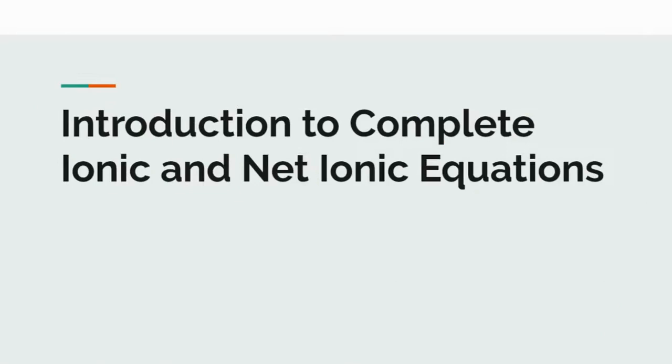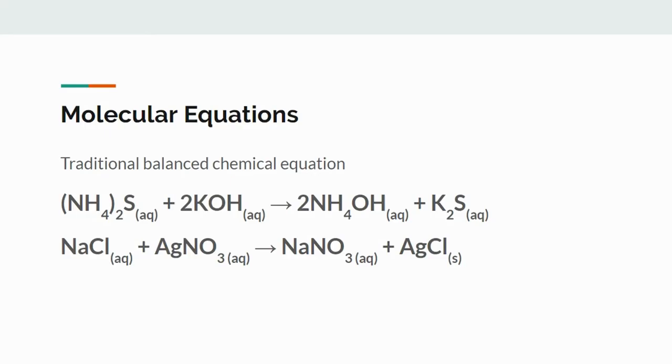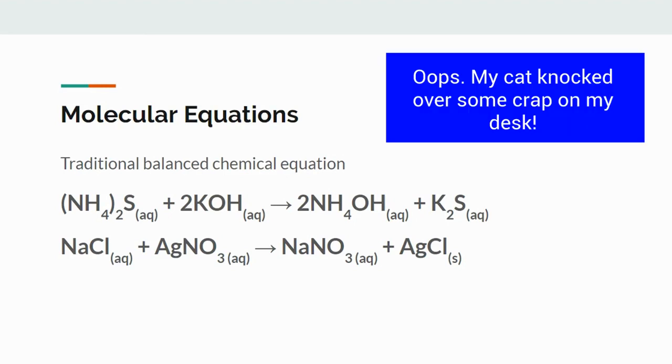So this week we're going to talk about complete ionic and net ionic equations and the difference between those. There are really three types of chemical equations. Molecular equations are what we are accustomed to looking at. It's just our traditional balanced chemical equations. There's a couple examples here.